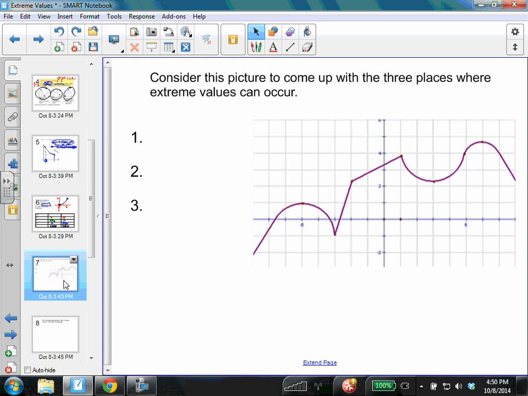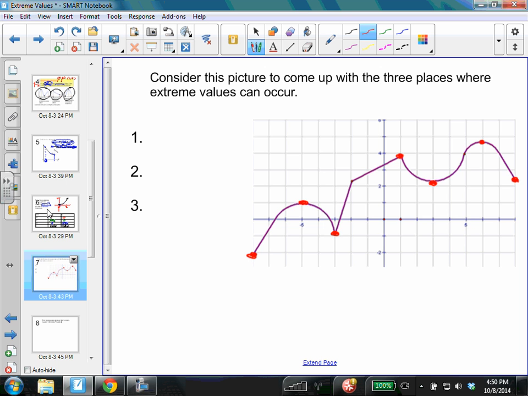Right? Because there are 3 places where you can get an extreme value. Okay, so we're going to look at this picture, just make some general observations about the spots where extreme values occur, and we're going to come up with the 3 different places where we could actually get an extreme value. Well, if you notice, this is the same graph as before. So we had an extreme value there, here. There was one up here. There was one here, and then one at the end.